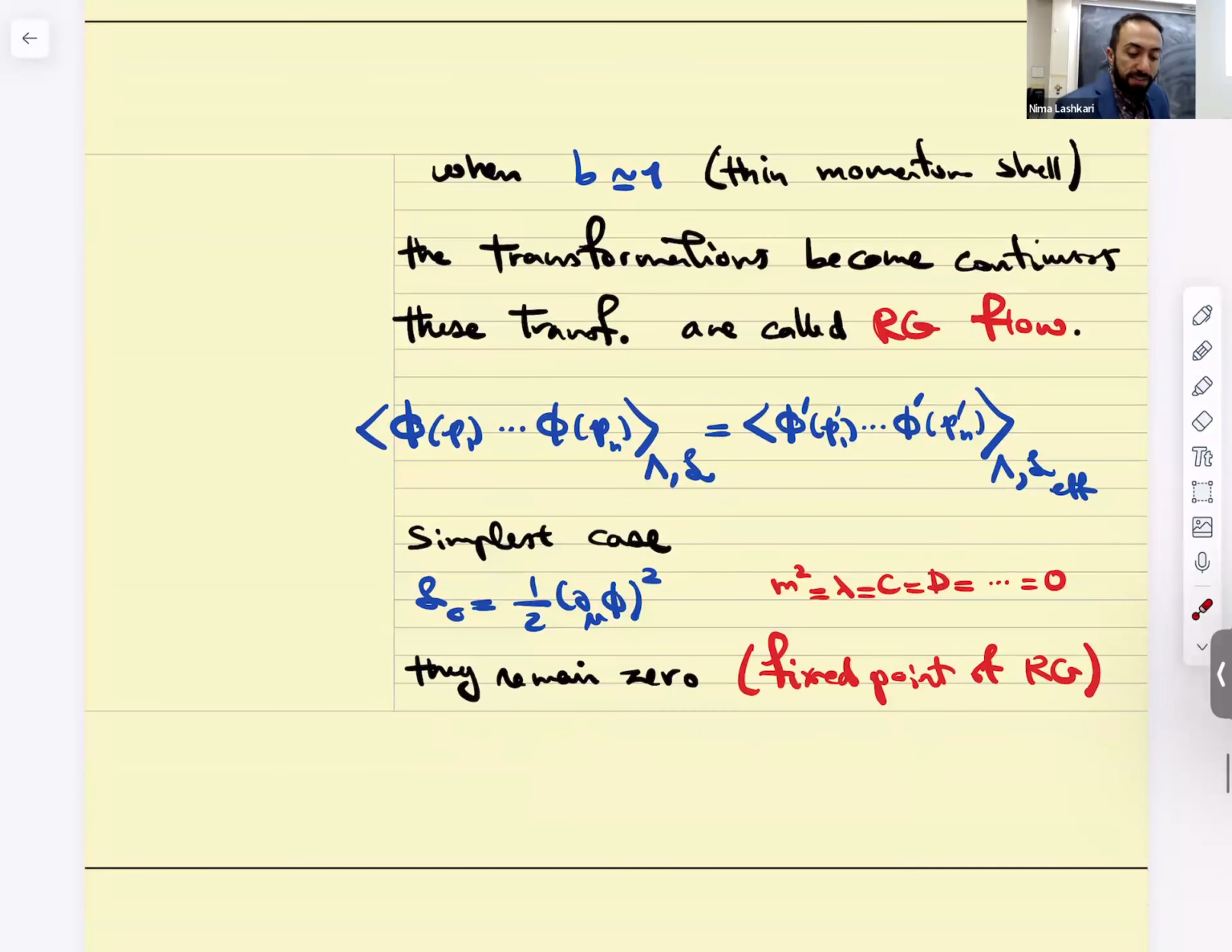As I said, the simplest case possible is just a kinetic term, where all the couplings are zero. This is a fixed point of the renormalization group flow. If you do the two steps that I just described to you, you get back your initial action. Nothing ever runs. If you set these to zero, this action doesn't change.